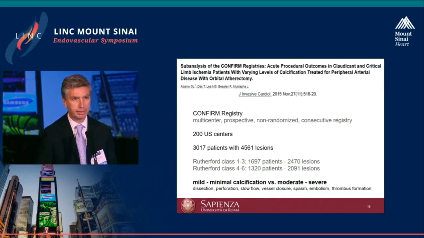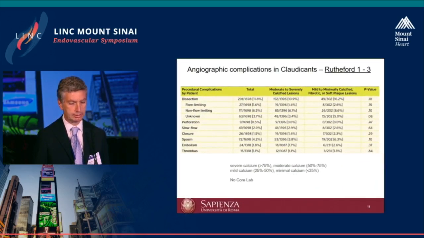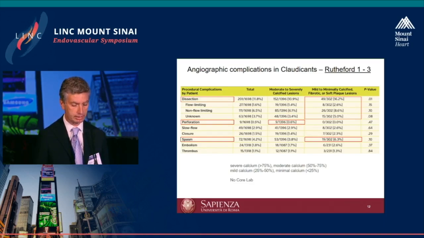Another sub-analysis compared patients with claudication versus patients with critical limb ischemia, and also evaluated the efficacy according to the amount of calcium. They made a difference between mild and minimal classification versus moderate and severe. You can see this is the evaluation for claudicants, and dissection was more frequent in those patients where there is a mild and minimal amount of calcium, which is considered less than 50%. On the opposite, perforation was most evident in those highly calcified lesions, and spasm again more frequent in a less calcified condition.